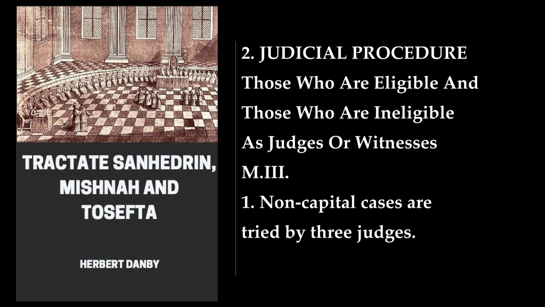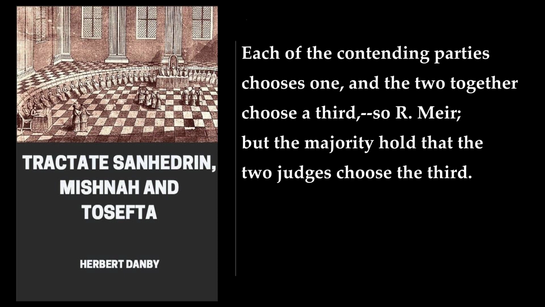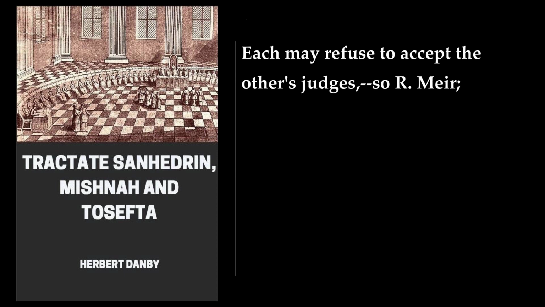Those who are eligible and those who are ineligible as judges or witnesses. Mishnah 3:1. Non-capital cases are tried by 3 judges. Each of the contending parties chooses one, and the 2 together choose a third, so says the mayor. But the majority hold that the 2 judges choose the third. Each may refuse to accept the other's judges, so says the mayor.